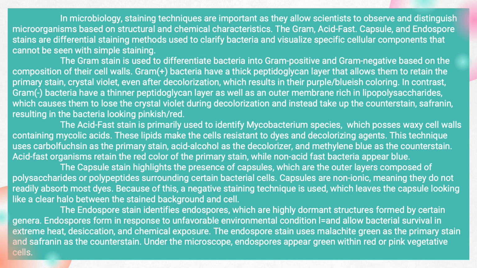The endospore stain identifies endospores, which are highly dormant structures formed by certain genera. Endospores form in response to unfavorable environmental conditions and allow bacterial survival in extreme heat, desiccation, and chemical exposure. The endospore stain uses malachite green as a primary stain and safranin as a counterstain. Under the microscope, endospores appear green within red or pink vegetative cells.